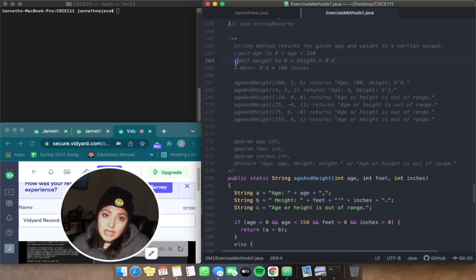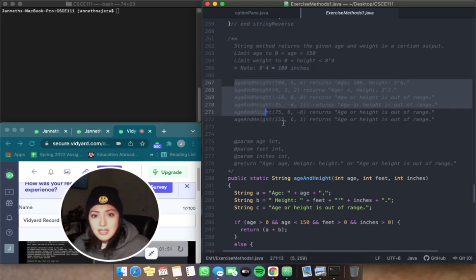What is it? Oh, weight. You can't weigh less than 0, and then the height is no more than 8 feet and 4 inches. Again, pretty damn generous. I don't know anybody that's 8 feet. And then okay, right, that is 100 inches. Oh, maybe I could have done a conversion situation. Okay. But anyways, this is how I figured it out.